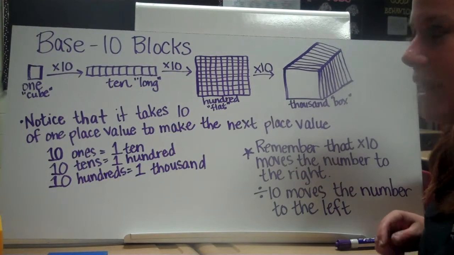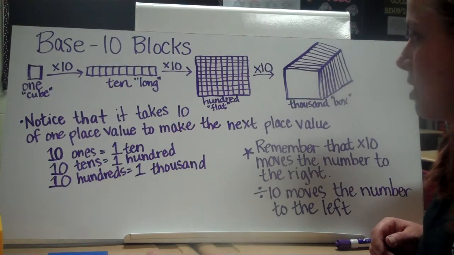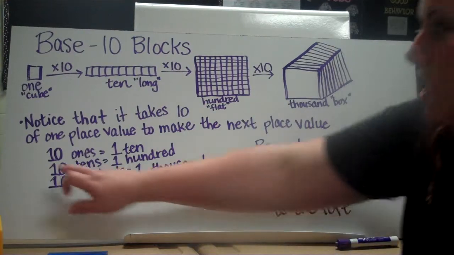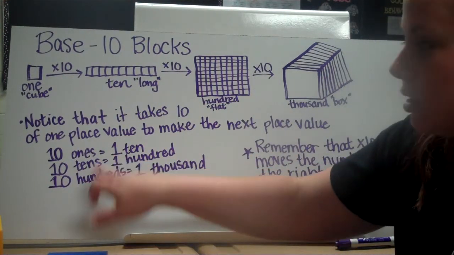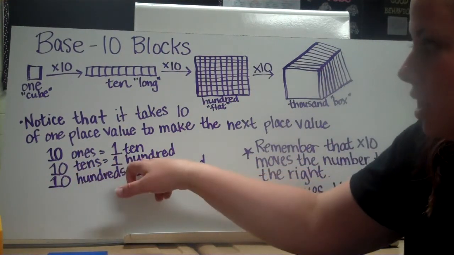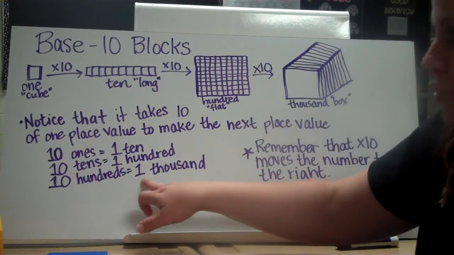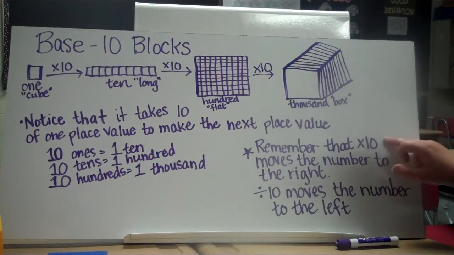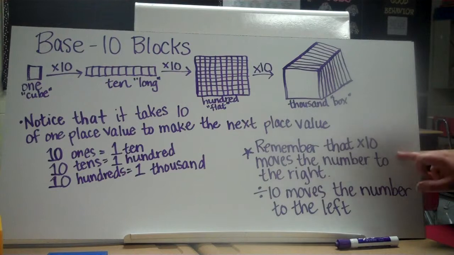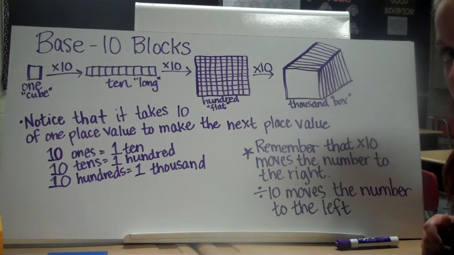Notice that it takes 10 of one place value to make the next place value. So 10 ones equals 10, 10 tens equals 100, 10 hundreds equals 1,000. Remember that times 10 moves the number to the left. Divided by 10 will move the number to the right.